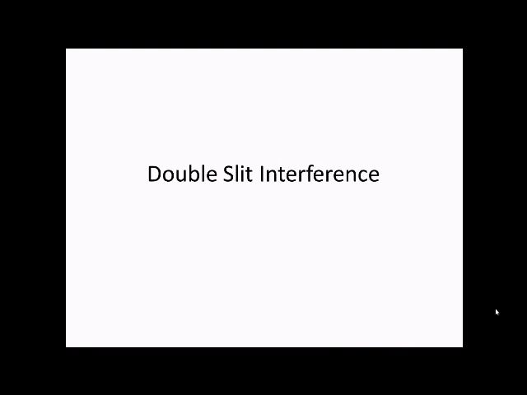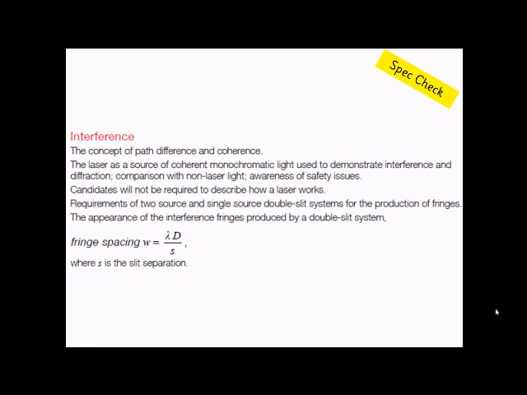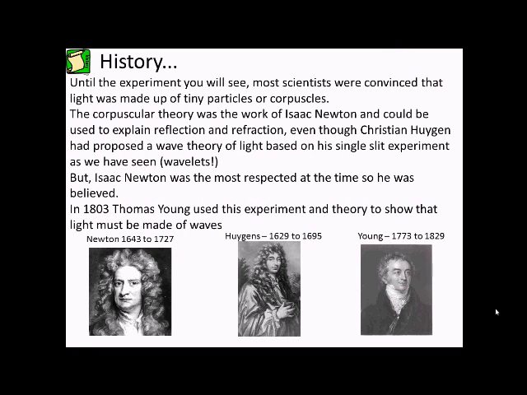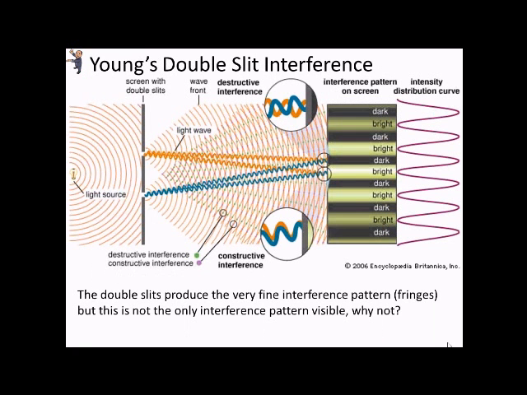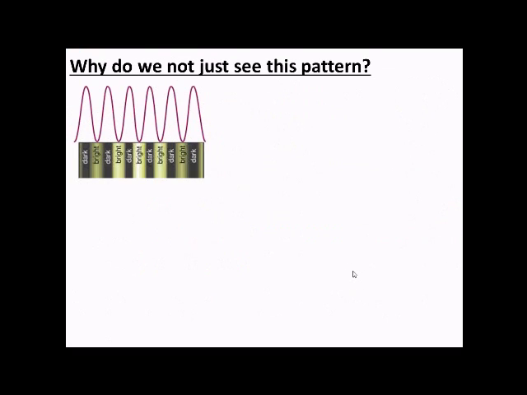Now looking at double slit interference. Up until Young's double slit experiment, most scientists believed that light was made up of tiny particles. Young's double slit interference started to show that light also travelled as a wave. So if we have a light source shining through two slits, the waves will travel through and constructively and destructively interfere, leaving us with bright and dark fringes.